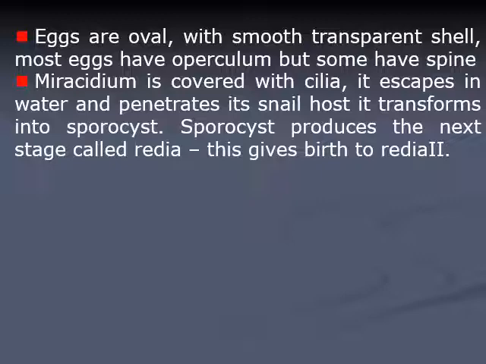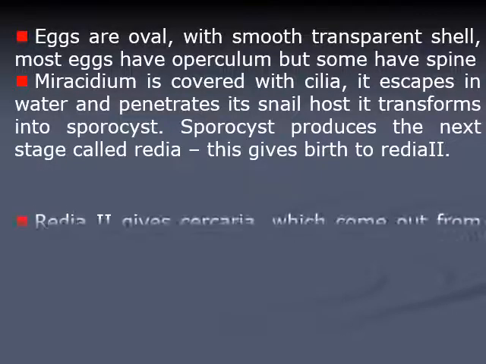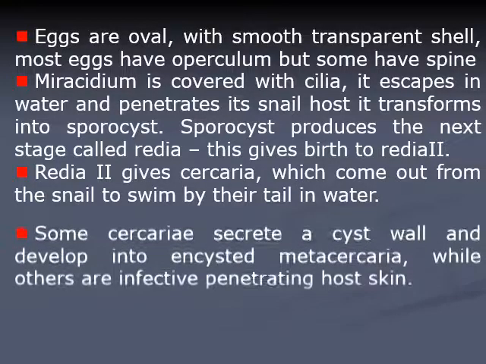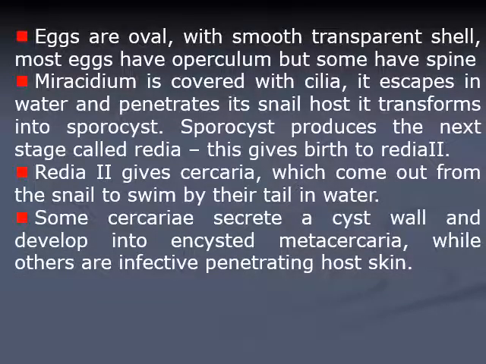This gives birth to redia 2, and redia 2 gives birth to cercaria, and it usually always forms cercariae as long as it is alive, which come out from the snail and swim by their tail in the water. They are called cercaria, because cerca means tail, so they are tailed creatures which swim by their tail in the water. They are very tiny, maybe they reach about 400 micrometers or less.